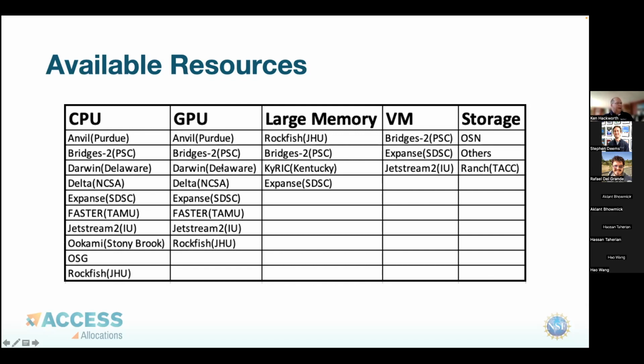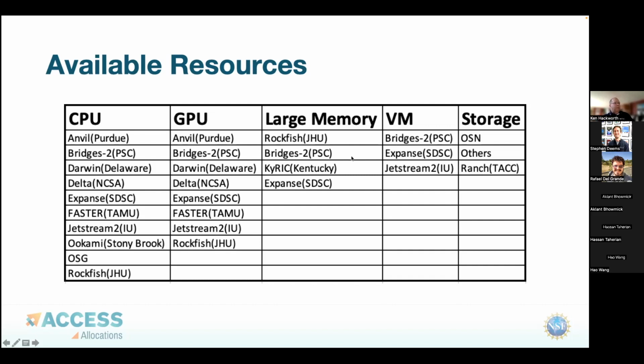For GPU, there are a little bit fewer, but most of the sites do have some GPUs, and some are more GPU than CPU. Delta at NCSA is the big GPU machine, and they do have some CPU. It's vice versa for Anvil: Anvil has a lot of CPU, but some GPU, not as much as the Delta machine.